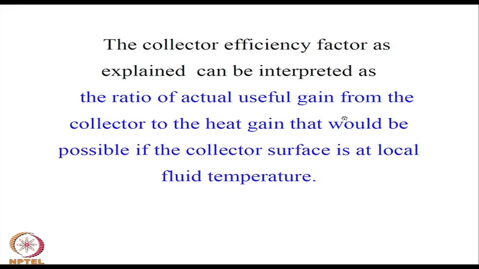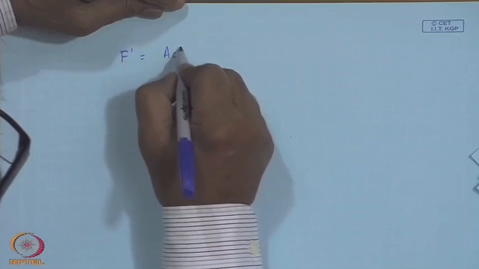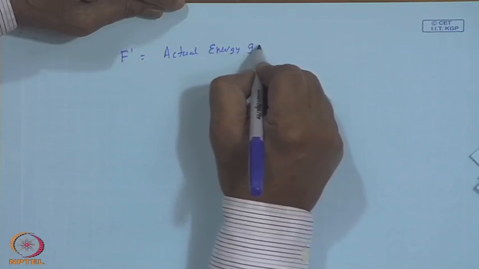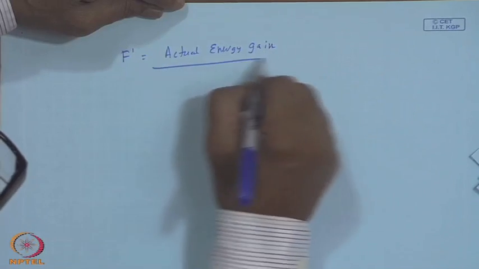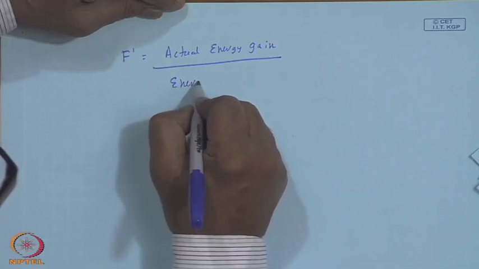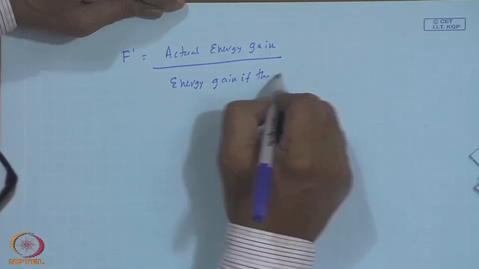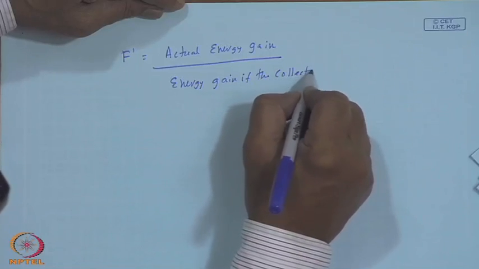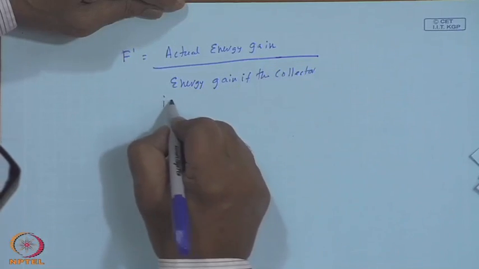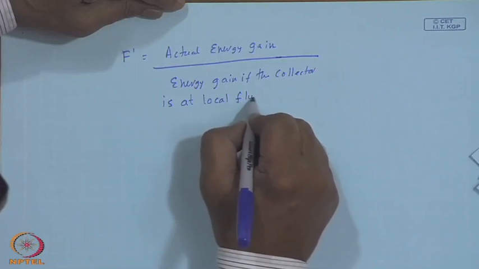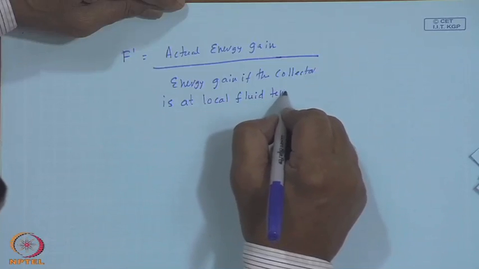So, now one can interpret this. The actual useful energy gain, F dashed, is the ratio of the actual energy gain to the energy gain if the collector is at local fluid temperature.